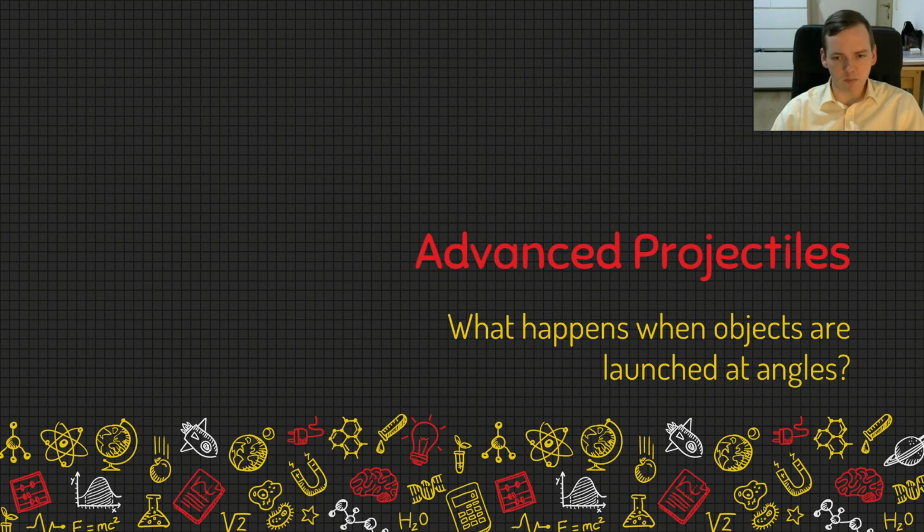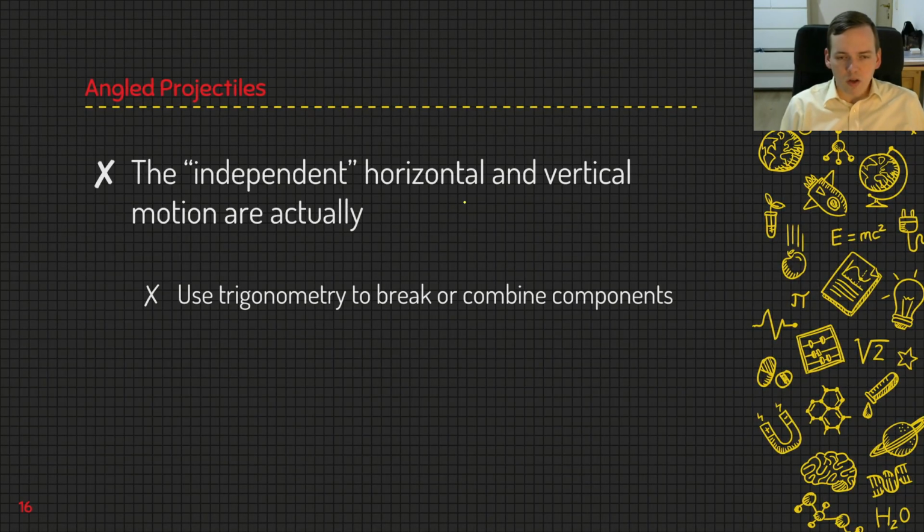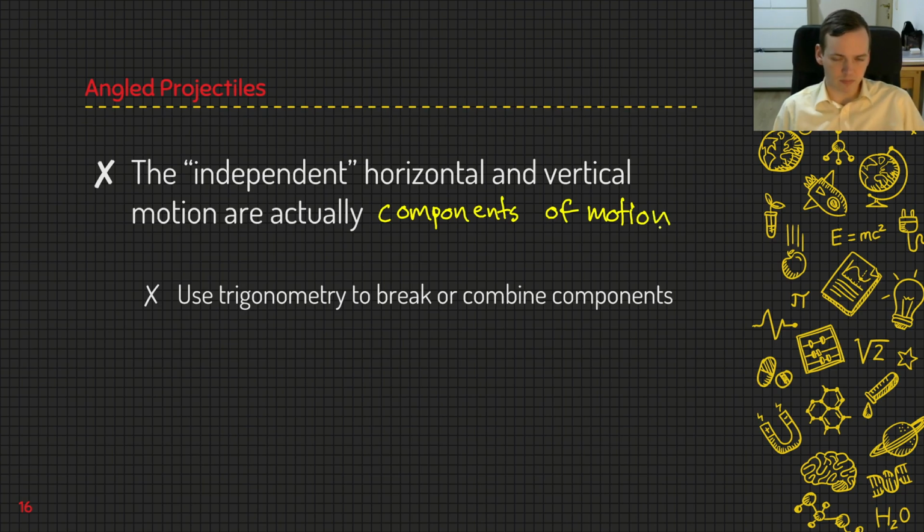We're going to take a look at some more advanced projectiles. This pulls on what we did before with projectiles, but now asks: if there's an angle, what changes? What we mentioned before was treating those two things completely independently. They're actually the horizontal and vertical components of the velocity, or of position, or of acceleration.